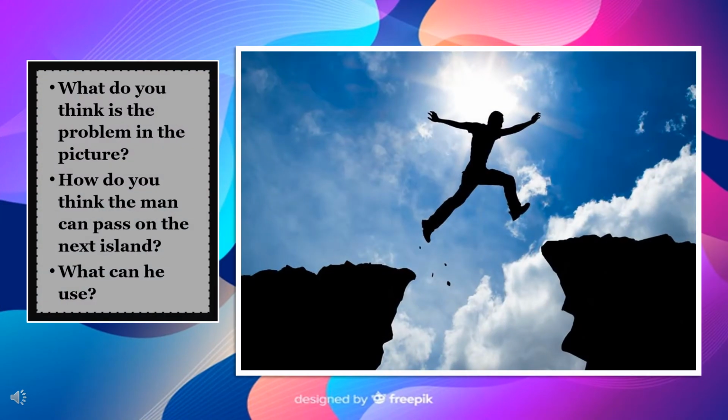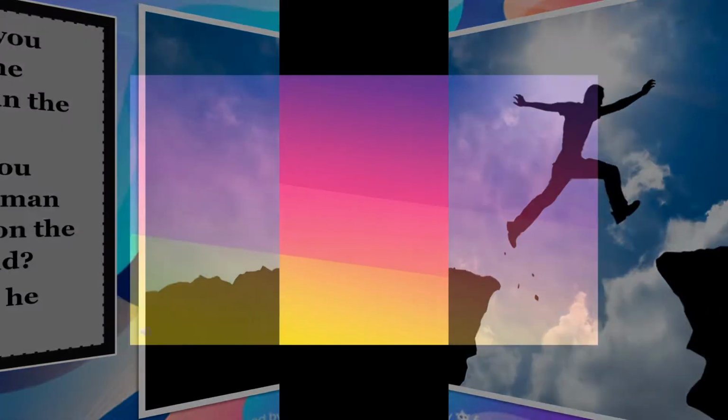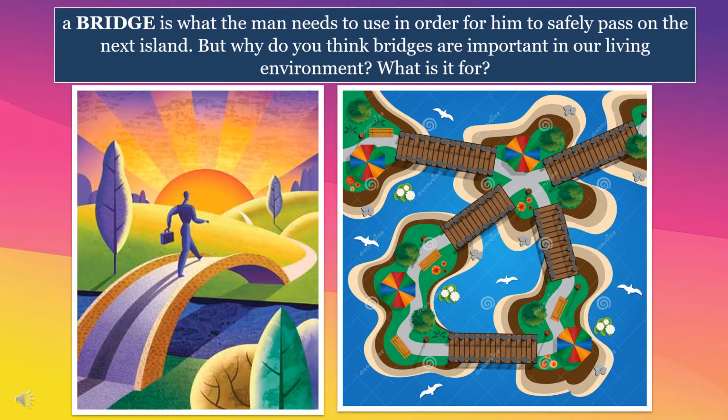What do you think is the problem in the picture? How do you think the man can pass on the next island? What can he use? A bridge is what the man needs to use in order for him to safely pass on the next island. But why do you think bridges are important in our living environment? What is it for?